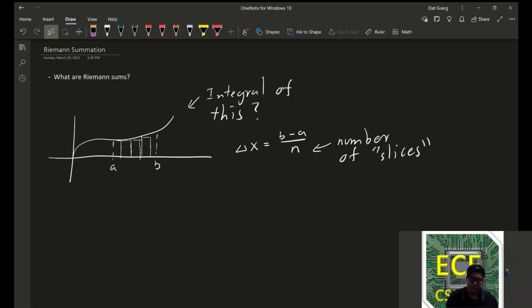The formal way to say this is the number of partitions. For our height function, our height is determined by this curve, f of x. So our height is denoted by f of x.